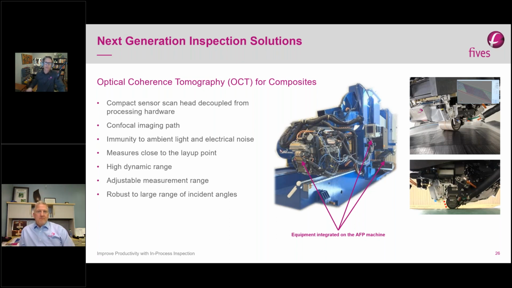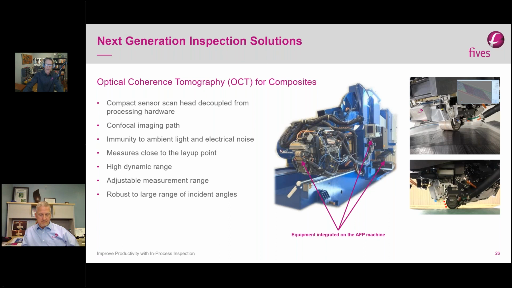So now let's focus on how OCT technology can solve our development goals for composite inspection. As I described on the previous slide, we can engineer a very compact sensor head. This head employs a confocal imaging path, meaning the source light is emitted and received at the same point. In fact, it's the same optical fiber. This provides immunity to stray and ambient light and electrical noise. Remember, photons have no mass, therefore they're not influenced by stray electrical fields. The confocal imaging path also allows us to position our measurement system very close to the point of compaction or material layup.